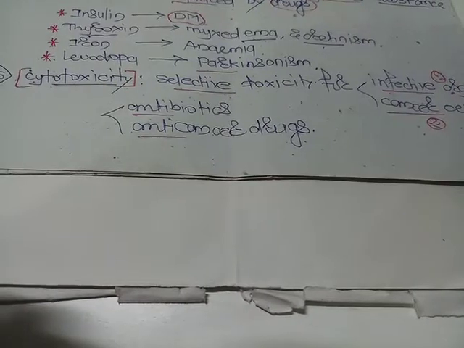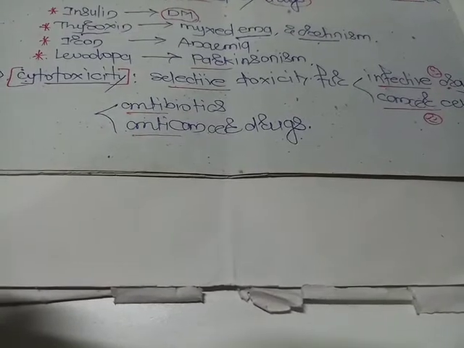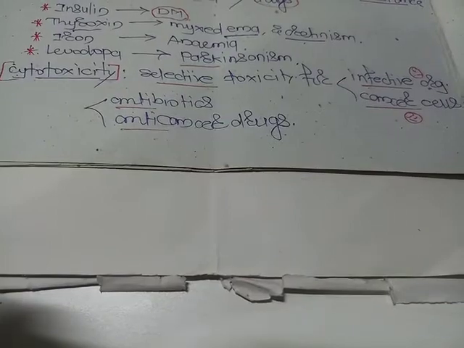Then lastly, cytotoxicity: selective toxicity for infective organisms and cancer cells. We can say chemotherapy, selective toxicity for infective organisms or microorganisms or cancer cells. So antibiotics or antimicrobial agents and anti-cancer drugs act through the principle of cytotoxicity. That means they are selectively toxic for the infective organism or cancer cell.